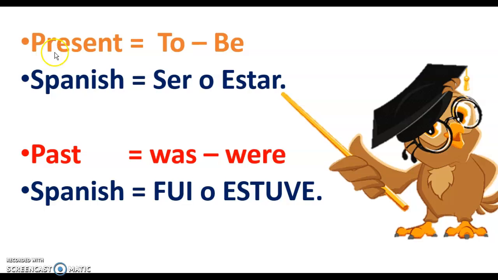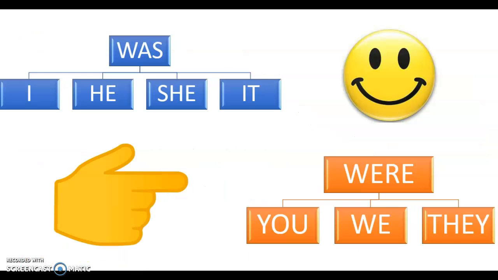Okay, now we have present is to be. Spanish, ser o estar. Past, was, were. Spanish, fui o estuve. Muy bien chicos, no se olviden que was and were significan fui o estuve. ¿Ok? Muy bien, vamos a ver ahora los siguientes ejemplos.